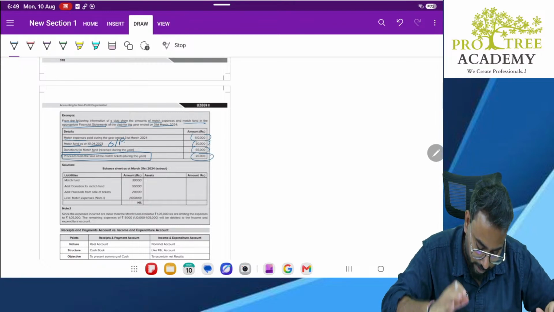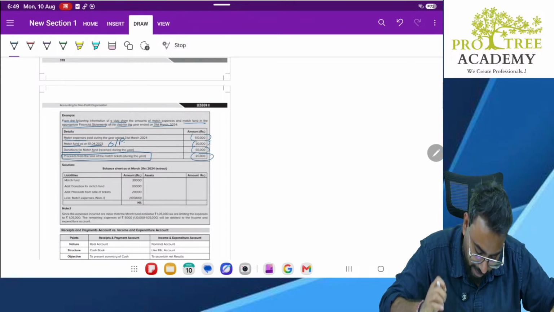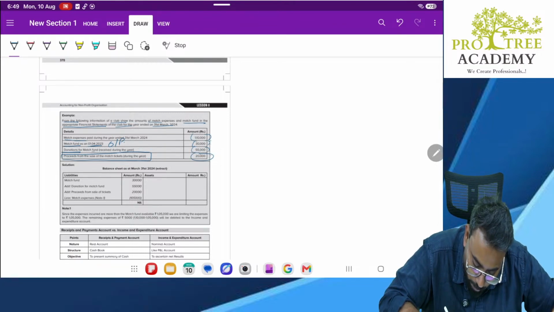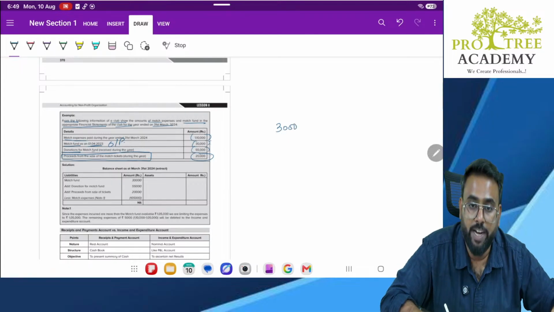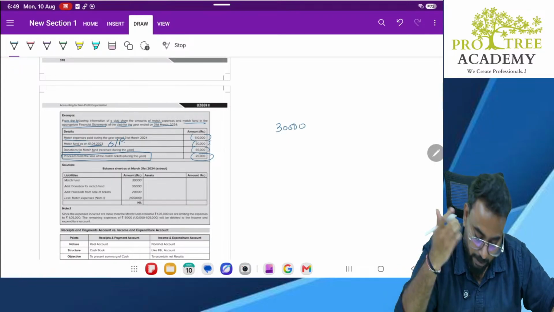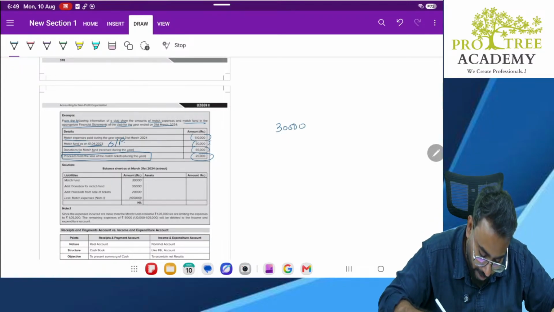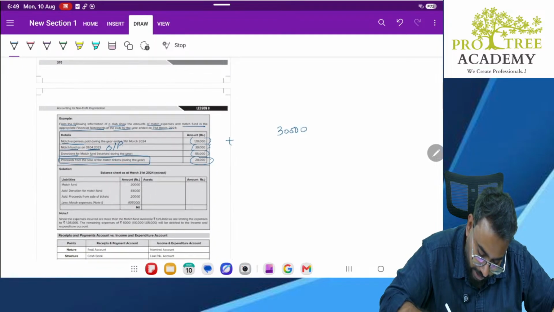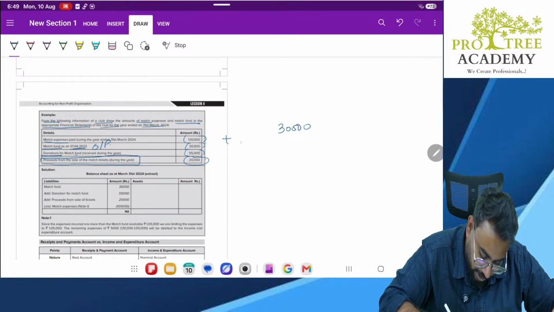So in short, they want you to find out the closing balance of that fund. So what was our opening balance? Sir, opening balance was 30,000. Very good. Plus, have we received additional donations? Yes, sir. We have received additional donations. Add donations received during the year. How much is the donation received?